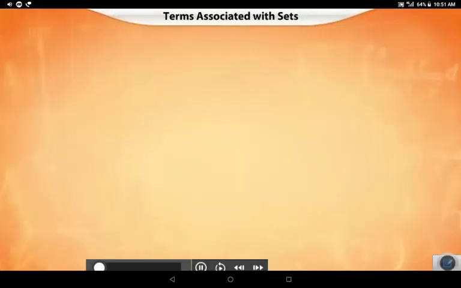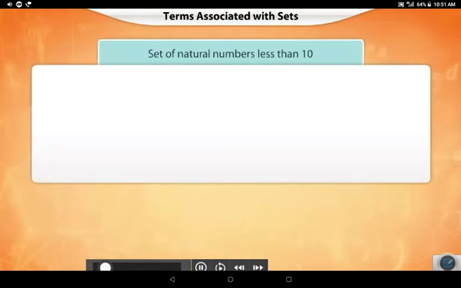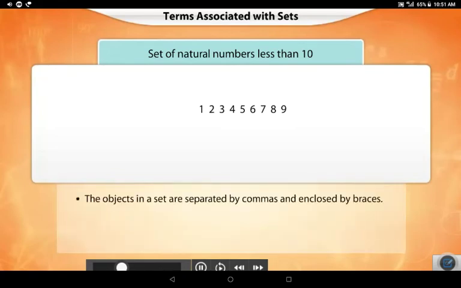We now look at some terms associated with sets. Consider a set of natural numbers less than 10. As per the definition of the set, the natural numbers 1 to 9 are part of the set. These objects are separated by commas and enclosed in braces to symbolically represent the set. This form of representation is known as the roster or tabular form.